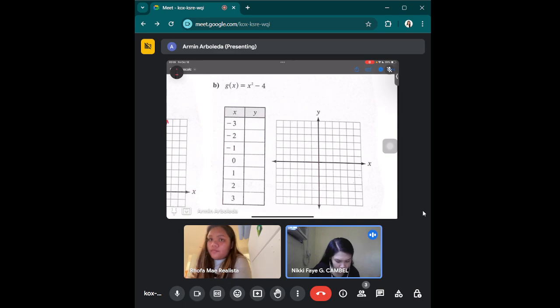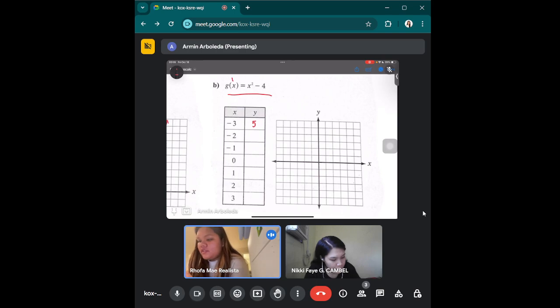And then, wait, baka ko yung mali. My answer would be 5. Ano sa'yo? Y equals 9. Wait, y equals x squared pa rin ba yung ano? X squared minus 4 na tayo. Ito yung ating function. Oh, okay. Okay? Yeah, 5. How about negative 2?